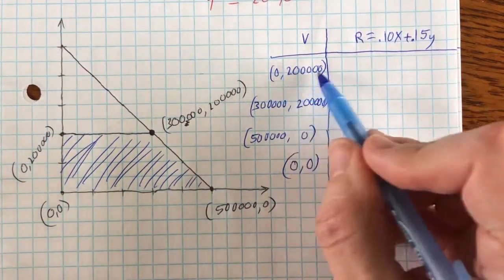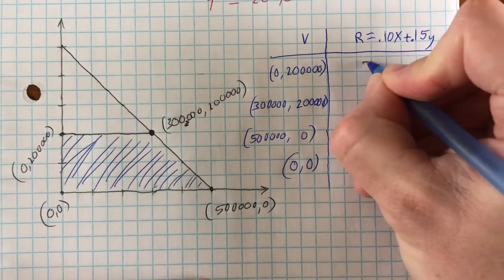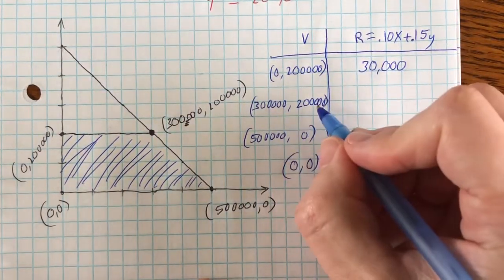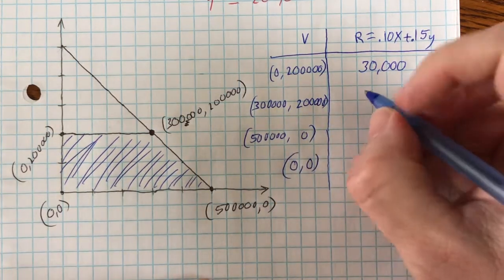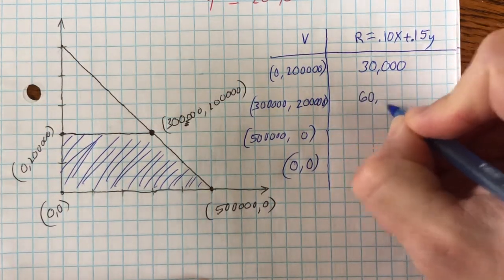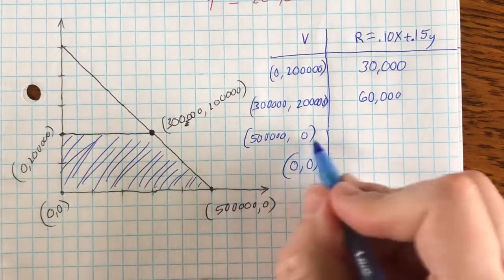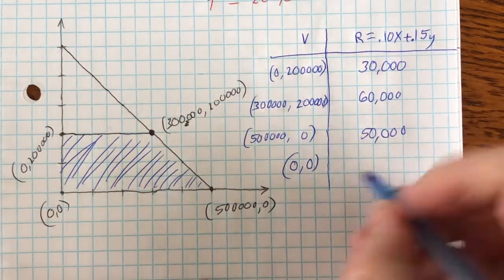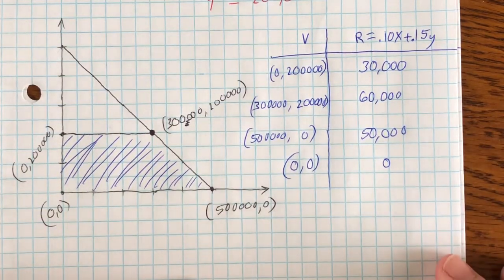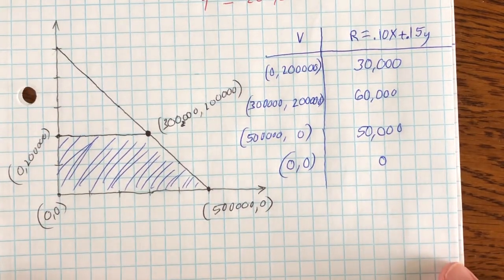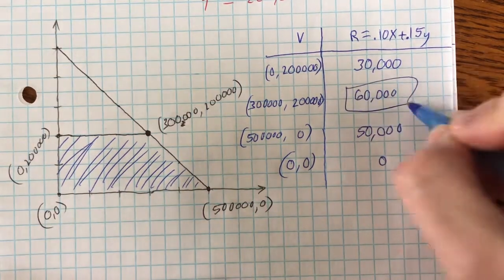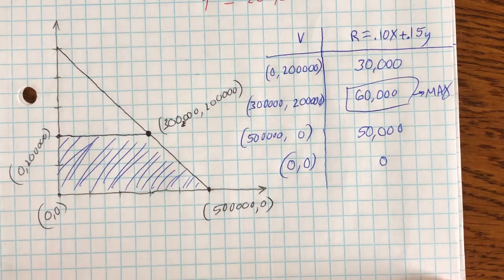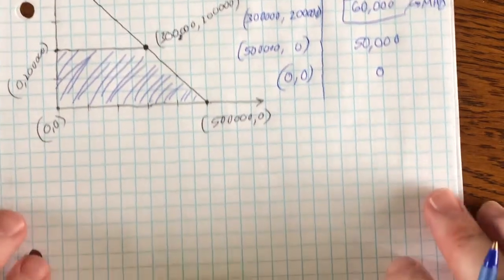So for this first corner or vertex, we would get what? 30,000 in returns. This corner or vertex would generate 60,000 in returns. This one would generate 50,000. And 0, 0 would, of course, generate nothing. All right, so again, we're trying to maximize our returns. So this is going to be our max. Again, it is a word problem. So let's answer it accordingly.